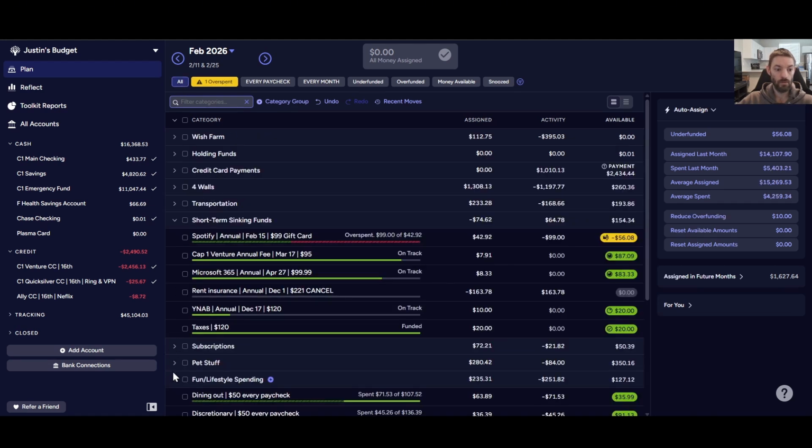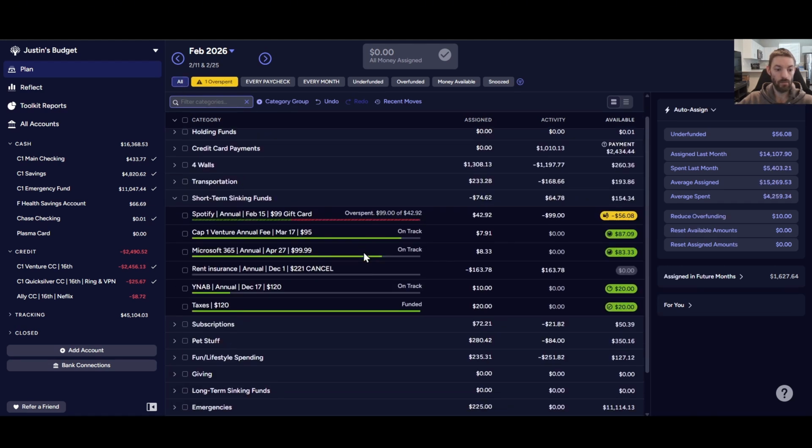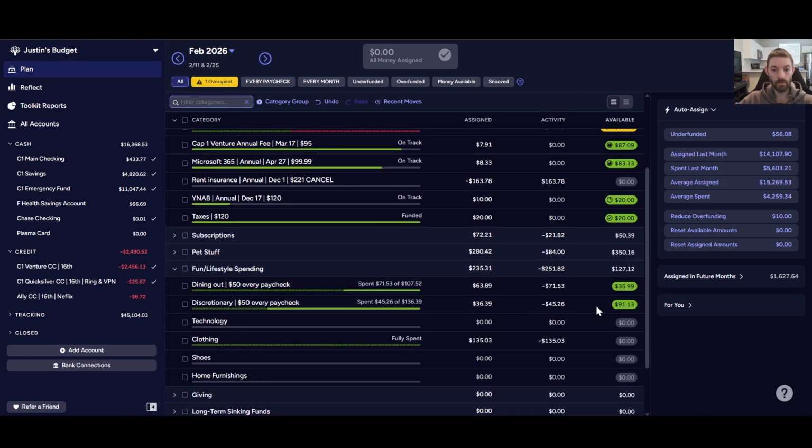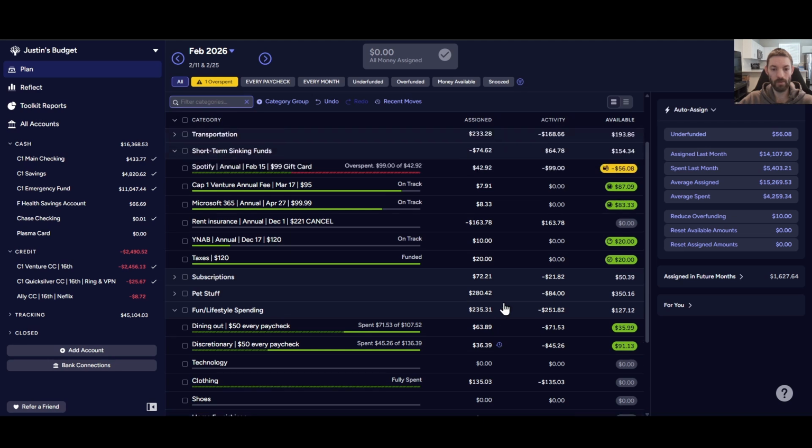So I can take it from my discretionary spending, and normally I do cover overspending with that, or I could let it sit and cover it with my next paycheck that I get in about a week and a half. For now, I'm just going to let it sit there as overspent. I will take care of it with my next paycheck and we'll go from there.